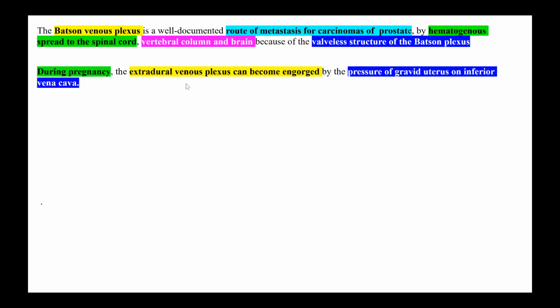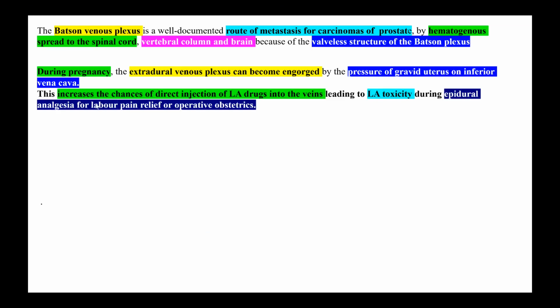During pregnancy, the extradural venous plexus can become engorged because of the pressure of the gravid uterus on the inferior vena cava. And because there are no valves, the pressure will be transmitted back to these plexuses. They all become quite engorged. This increases the chances of direct injection of local anaesthetic drug into the veins and producing local anaesthetic toxicity in epidural anaesthesia for labor pain or obstetric surgery. Those are the patients who are more prone to this direct toxicity.